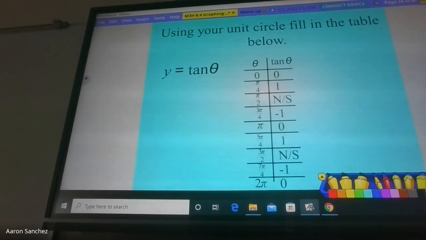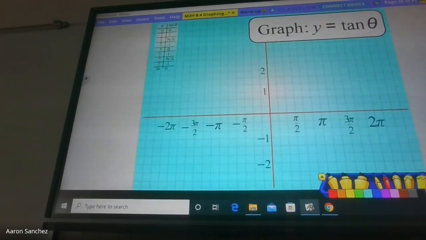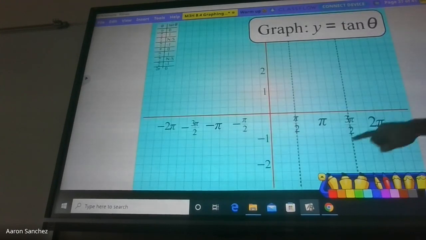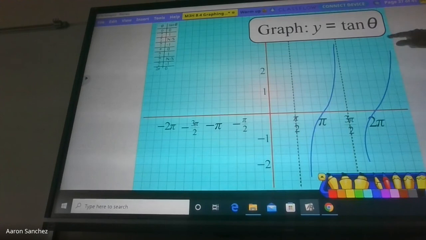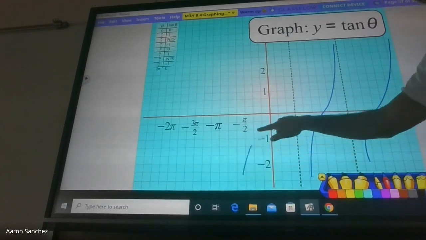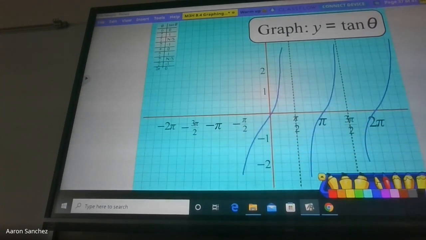Okay, you got to fill one of those out. Tangent, look at this. Looks like this. And then you have another one here. You have another one here. That's what tangent looks like. Just so you know. Is that interesting?